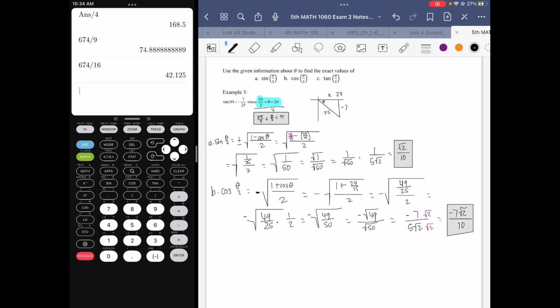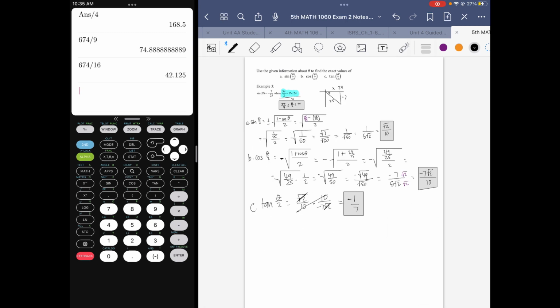Okay. And then for C, it wants us to find the tangent of theta over 2. Again, you could use the formula, but you already have sine and cosine, so I'm not gonna. I'm going to go straight to keep, change, flip. And this one's really fun because the 10s cancel, but so do the root 2's. And this comes out as a really easy negative 1 over 7. Done. Okay, and again, it's negative because we're in that second quadrant. Okay, when we divided it by half, we ended up here.